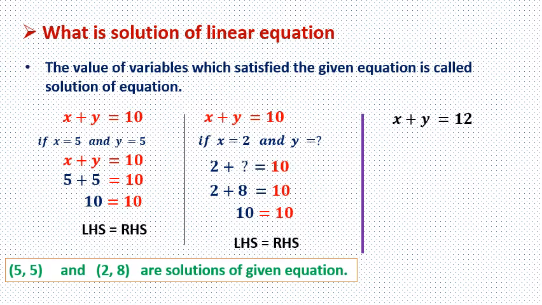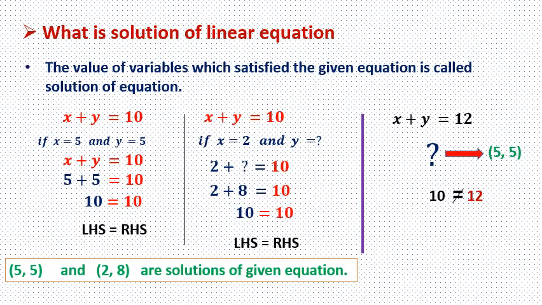If you take another equation, that is x plus y equal to 12, can 5 comma 5 be a solution for the given equation x plus y equal to 12? When you put the values 5 comma 5, x plus y will become 10, and 10 is not equal to 12. So 5 comma 5 is a solution only for the first equation, it is not a solution for the second equation. So my question is: can two different equations have a same or common solution?